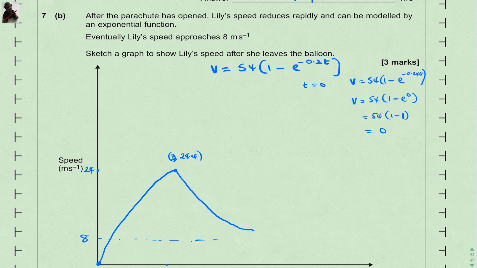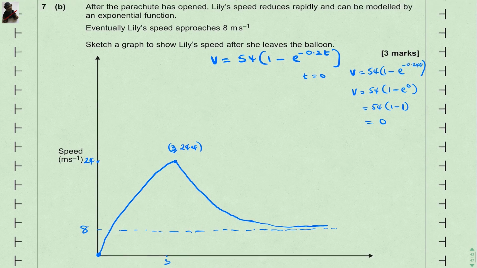So we need to please read the question carefully. It declines to 8, and that's the speed we're going to get. We could work out the time that it will get to 8 if we wanted to, but we'll just leave it at that.